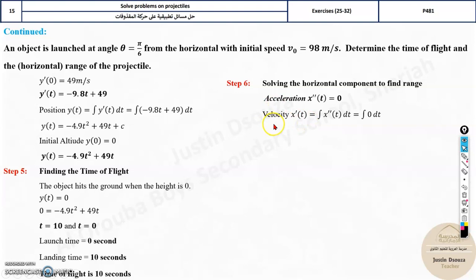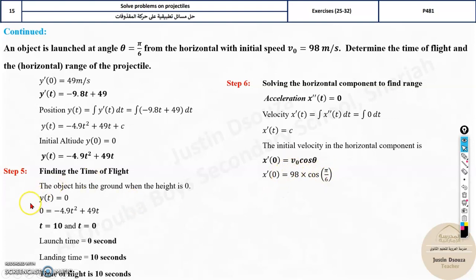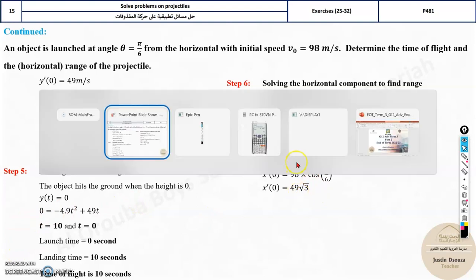And then we start solving the velocity. The velocity over here would be the integral of this. Basically it's again 0 plus c, because we have only the constant of acceleration. What is that c value? You can easily find it by this formula: x dash of 0 is equal to v naught cos theta, and then you get 98 cos theta. Over here you can use the calculator and solve it. We just now did this over here.